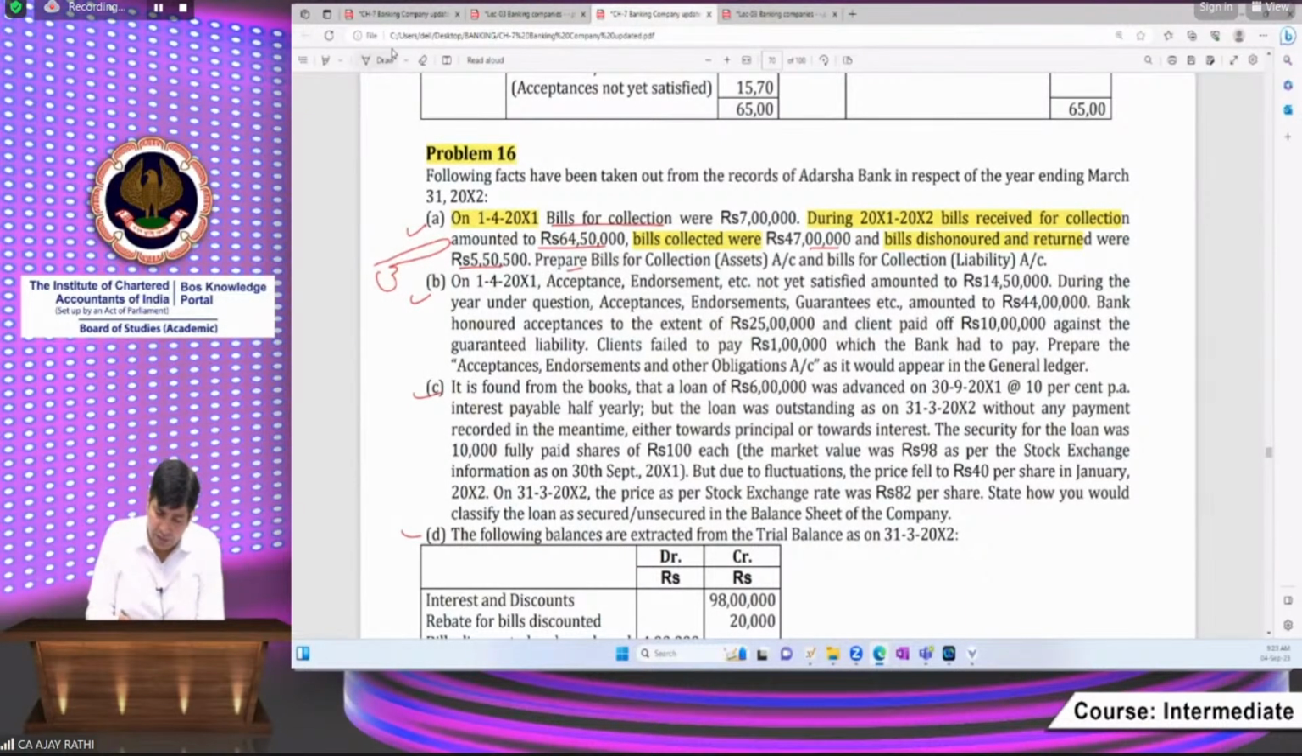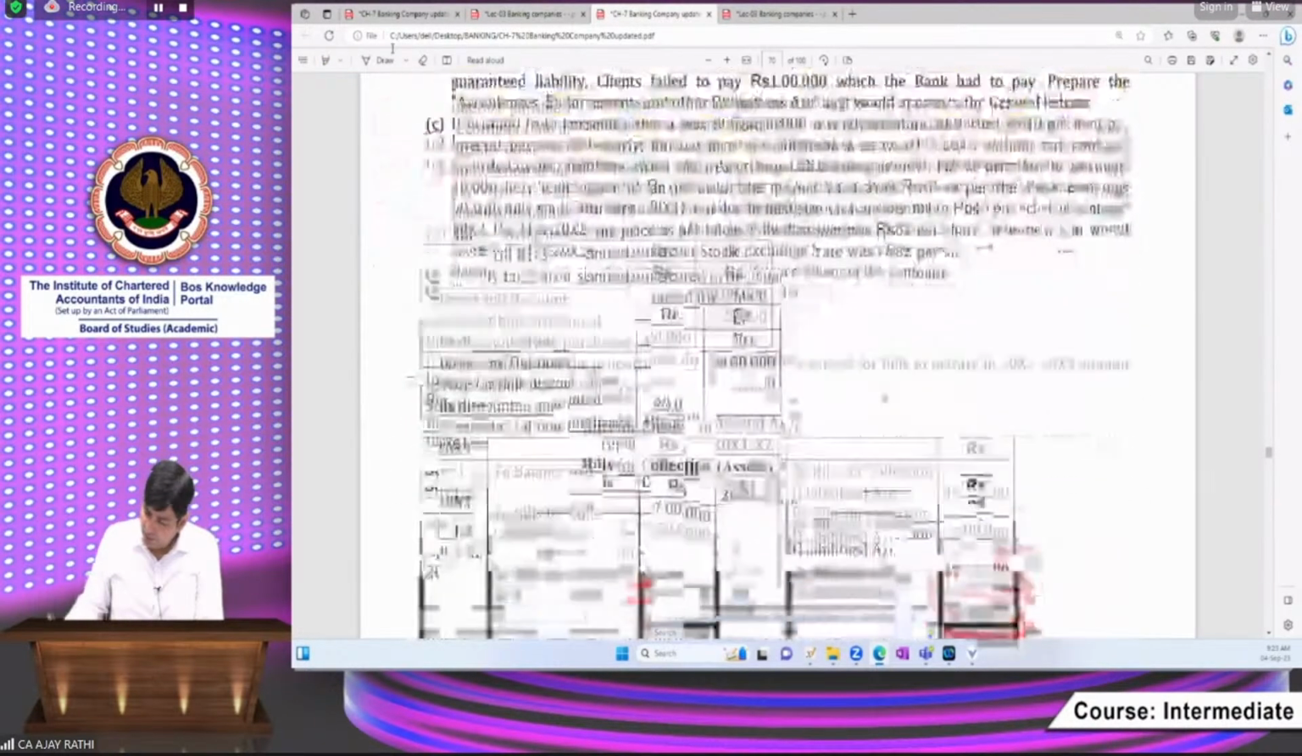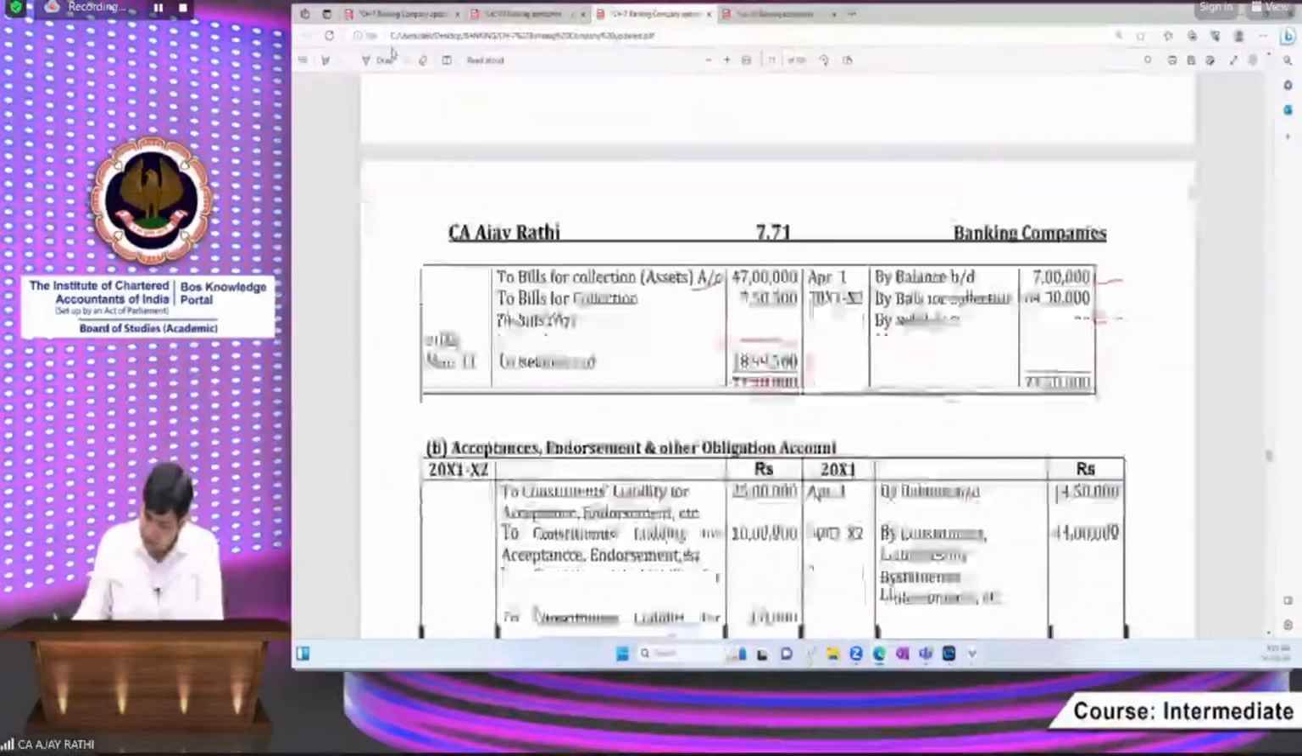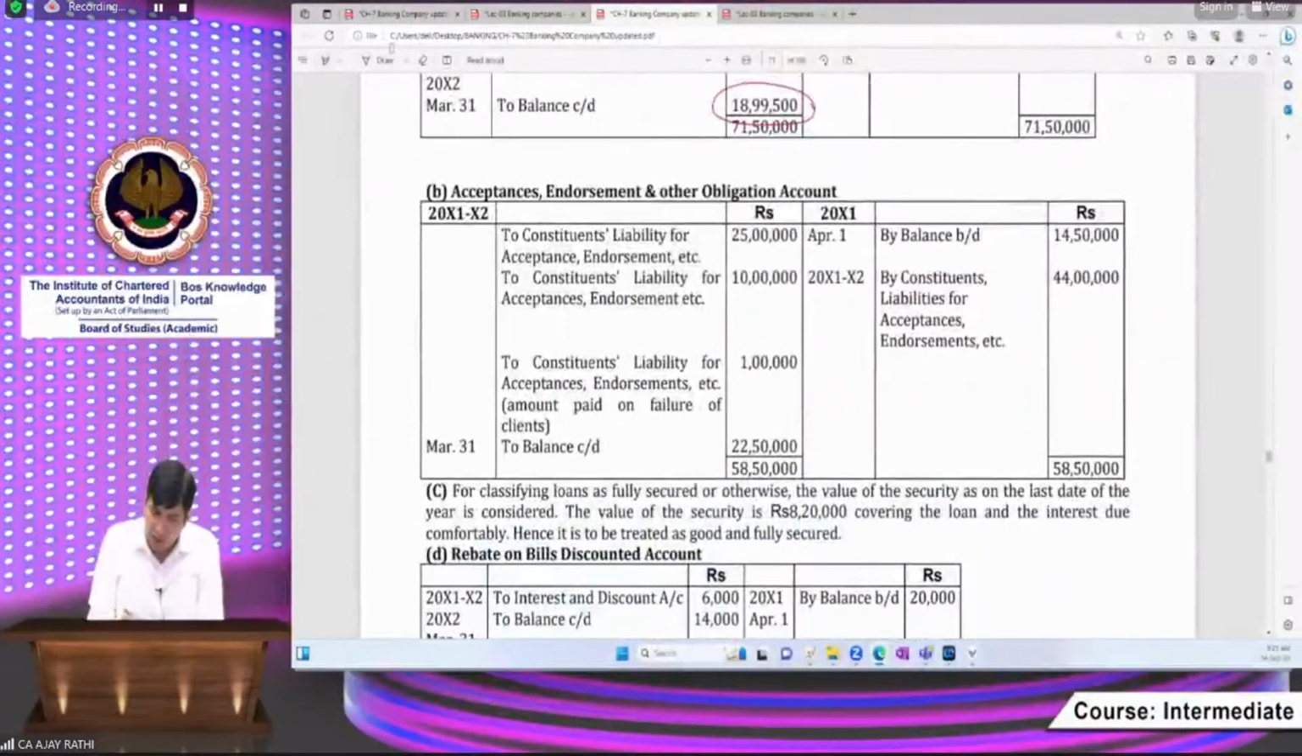Okay. Now see, another point is also there. Point number B, where acceptance, endorsement, etc. not yet satisfied means beta, opening balance. Then opening balance is there. Acceptance, endorsement, etc. obligation account. How much obligation is there? Beta, opening balance is there. This one, 14 lakh 50,000.